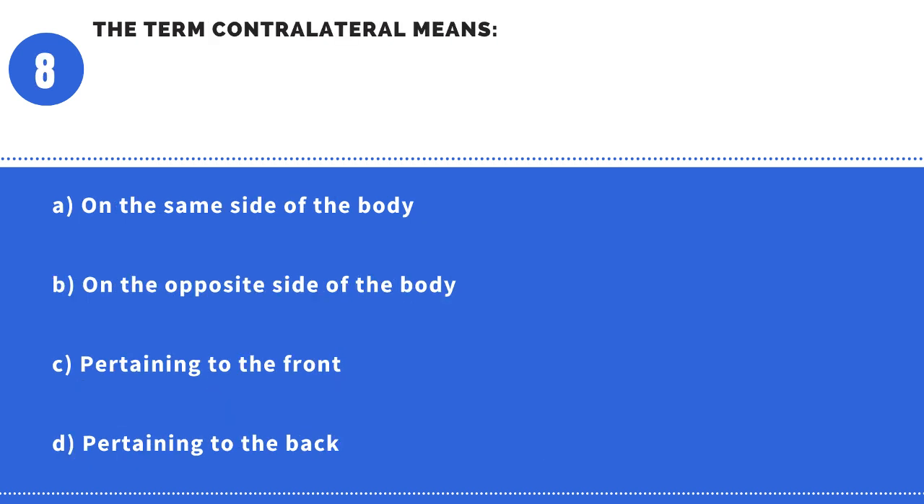Question 8. The term contralateral means A. On the same side of the body. B. On the opposite side of the body. C. Pertaining to the front. D. Pertaining to the back.